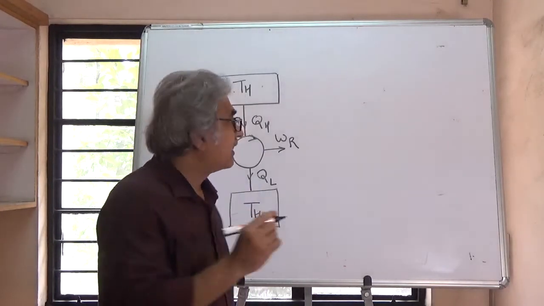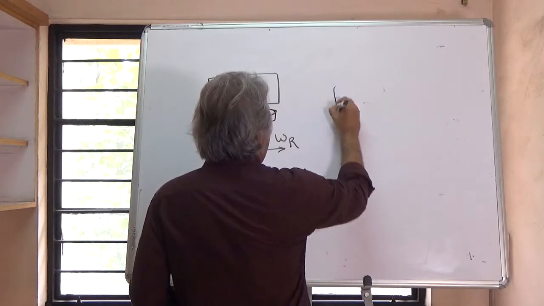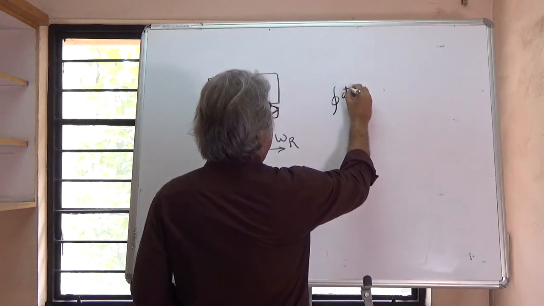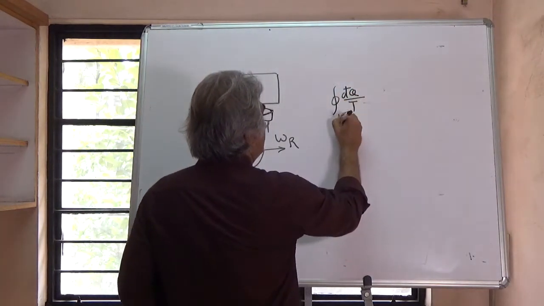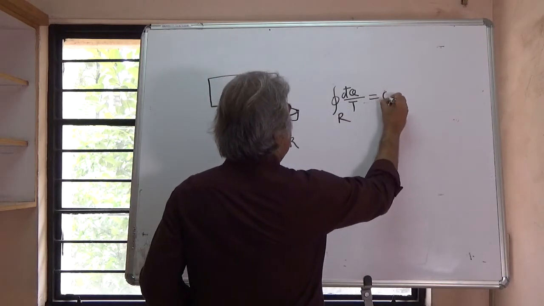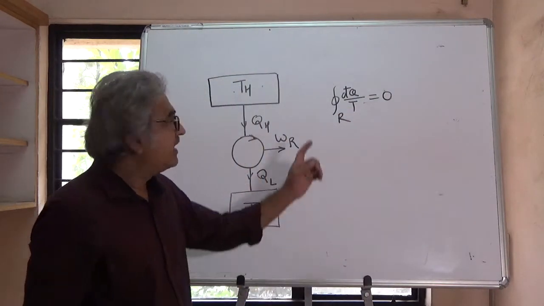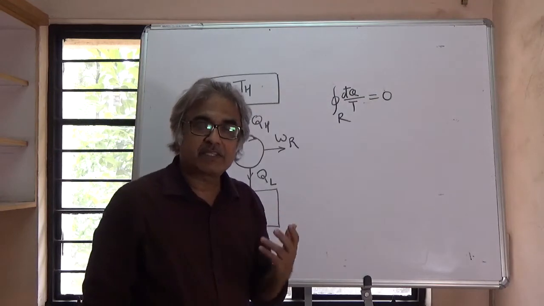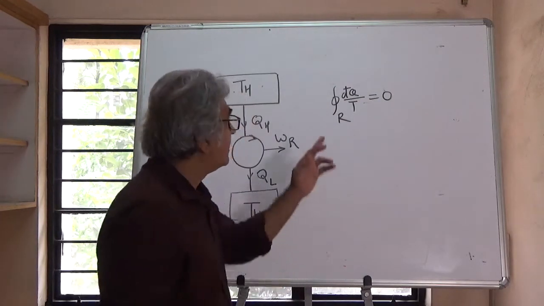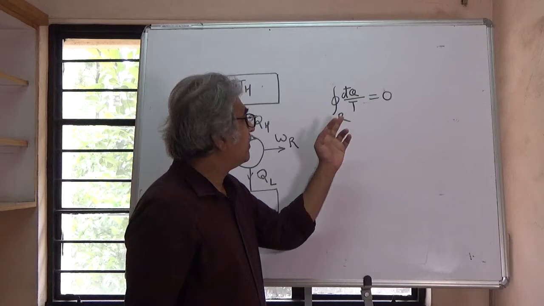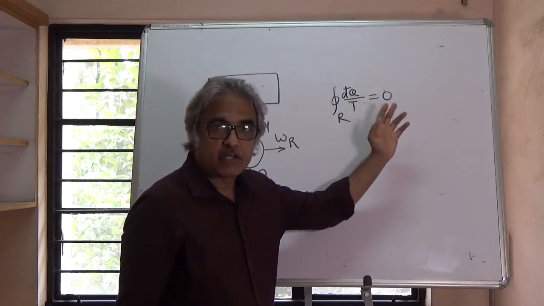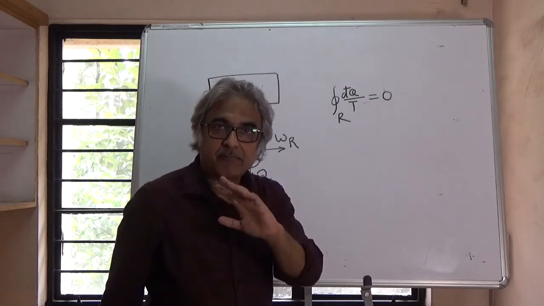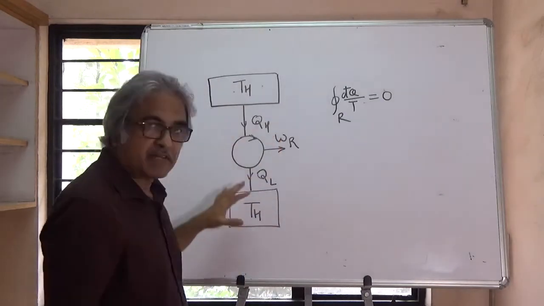What does it say? Clausius theorem says that integration of dq by T for a reversible process is 0, right? Integration of dq by T for a reversible cycle is the cyclic integral. So the cyclic integral of dq by T for a reversible cycle is 0. This is Clausius theorem. Now this is also a reversible cycle.